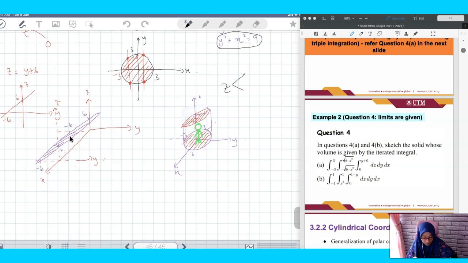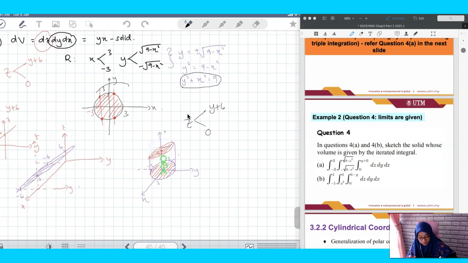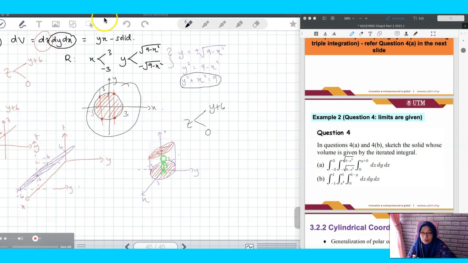So your lower bound for z is 0, which is the floor, and your upper bound is part of z equal to y plus 6. Okay, and then how about your region? So your region is this one, where you obtain that from your information provided for y and x, the last two integrals. So this example 2 is actually an exercise to obtain a solid from the given limit.